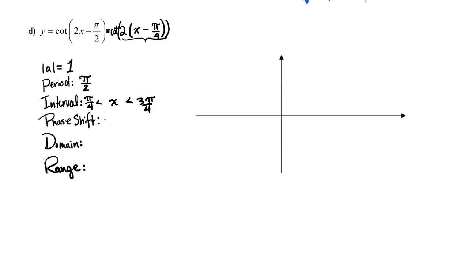My phase shift is to the right pi over 4. The domain is going to be on intervals from pi over 4 to 3 pi over 4, and the range will be negative infinity to infinity. Let's go ahead and graph this.